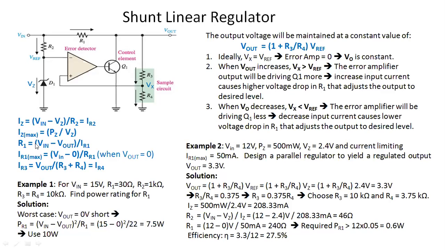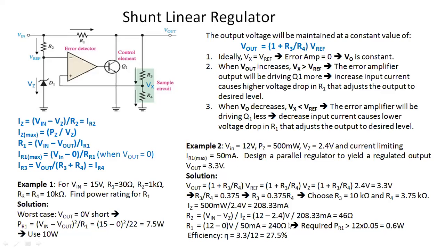Now you can solve for R1. We are having the equation like V in minus V out upon IR. If they are not giving the output voltage and we are taking the output voltage 0 volt, at that time we can solve the values for R1. V in we are having 12. 12 minus 0 upon 50 milliampere, that will be equal to 240 ohm.